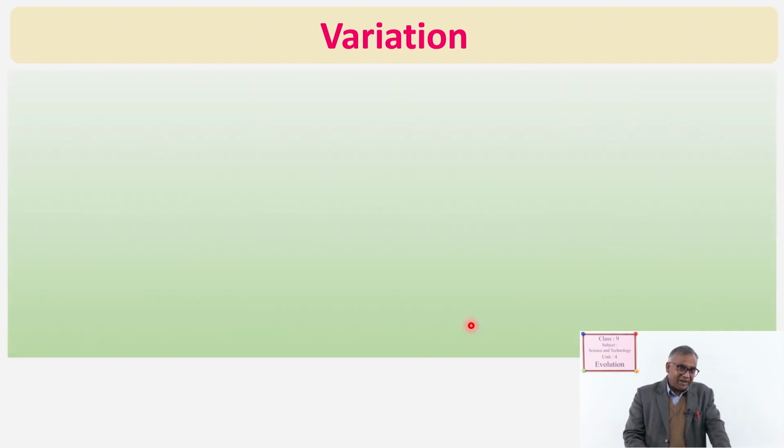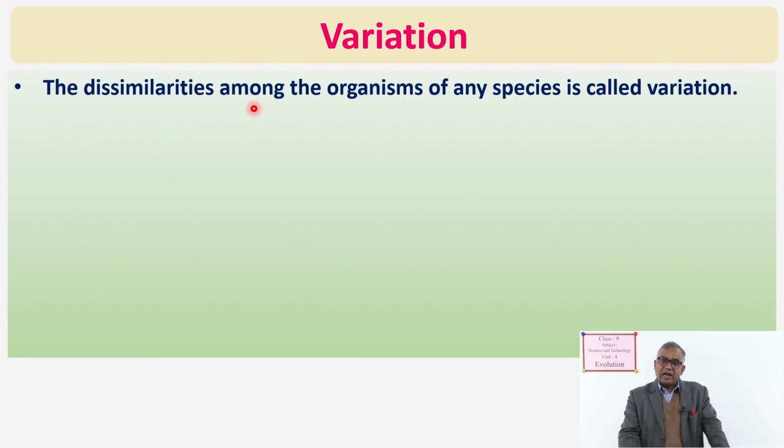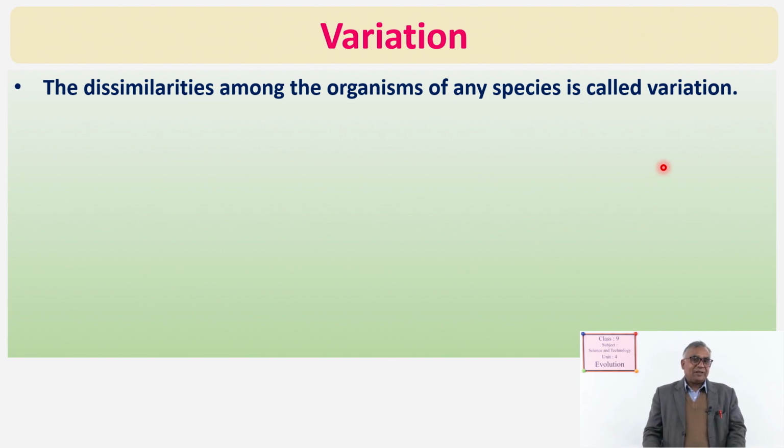So what may be variation in fact? The dissimilarities among the organisms of any species is called variation. It is found in all the species. From the examples you found that it is found in plants, it is found in animals, including we human beings, in smaller creatures, big animals, big plants also. So that is variation.